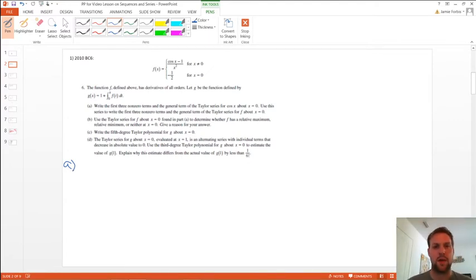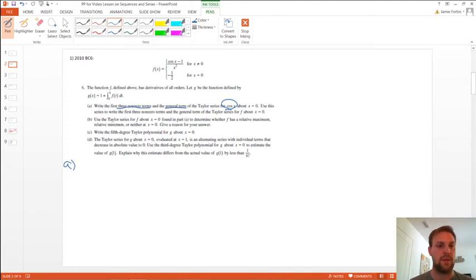Okay. So it looks like we got a piecewise function here for f of x, and it looks like we got a function here for g of x, which is equal to 1 plus the integral of f of x. So just keep those in mind. And part A says, write the first three non-zero terms and the general term. So we're going to have 3 terms adding together plus the general term for a Taylor series for cosine of x about x equals 0.